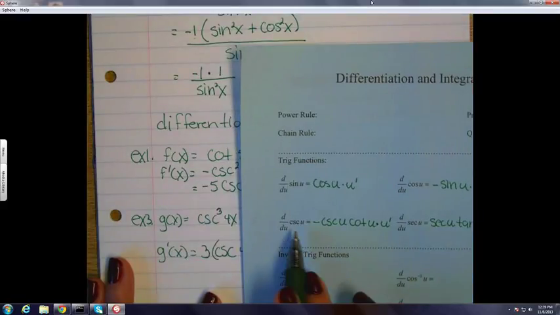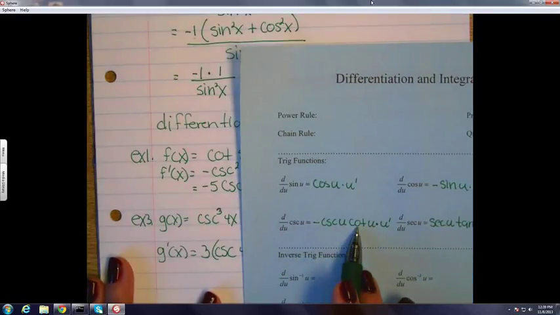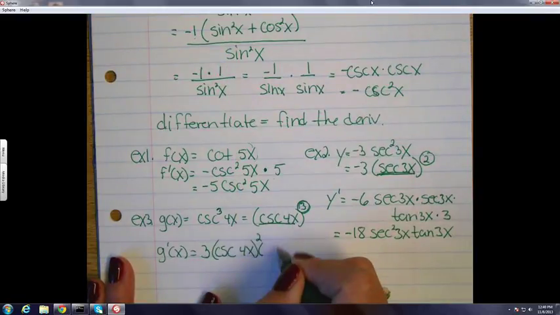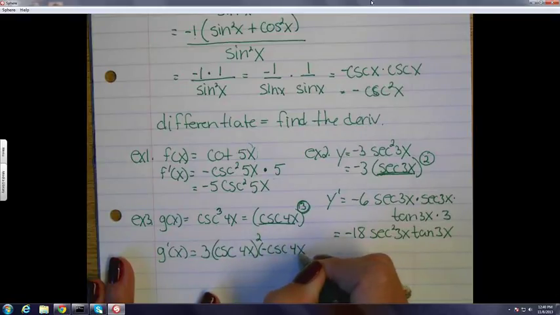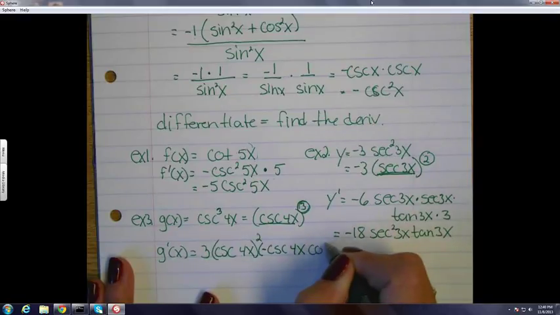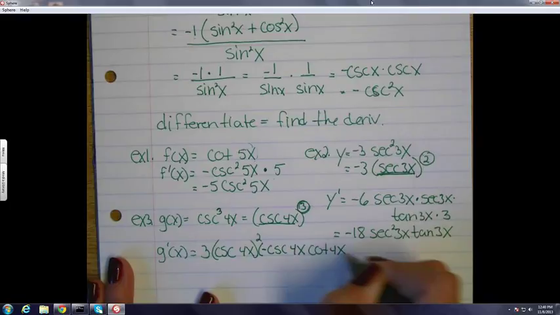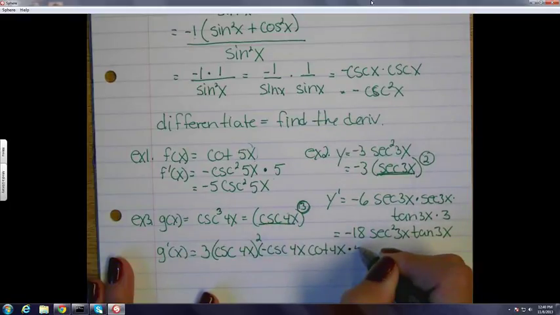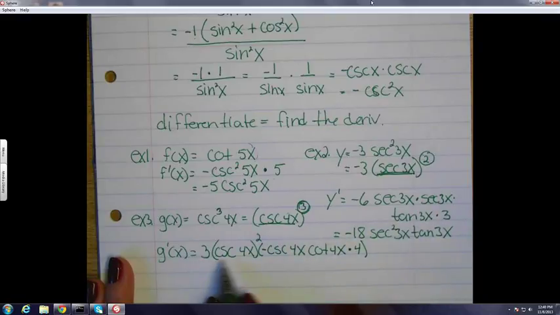Cosecant's derivative is negative cosecant cotangent angle. So inside, multiplying negative cosecant of the angle, don't change it, cotangent of the angle, times the derivative of the angle. The derivative of the angle is 4. Okay, everything is multiplied here. So what I can do is multiply the negative, the 4, and the 3 together and get a negative 12.